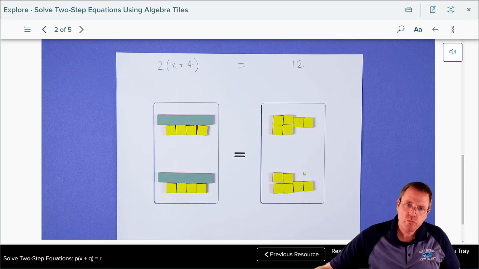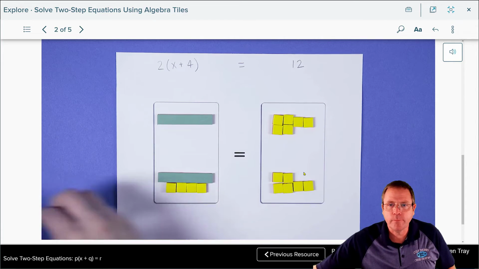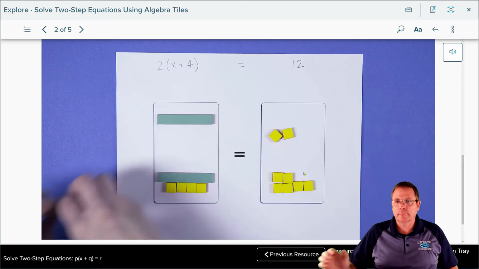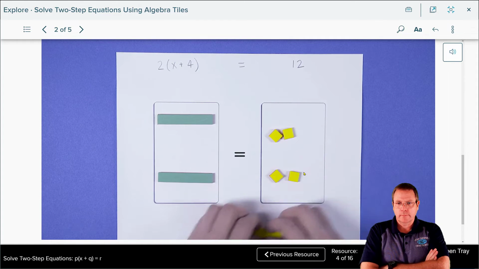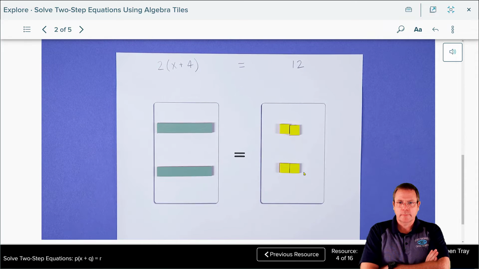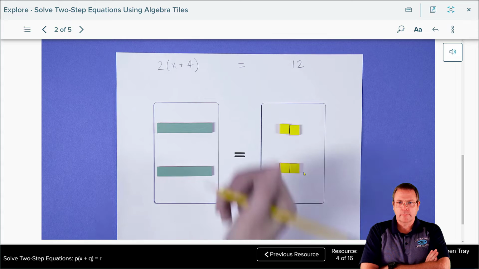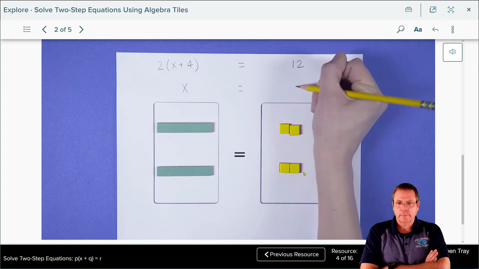You can solve for x in each group. In the first group, remove 4 1 tiles from each side of the mat. Perform the same steps with the second group. For each x tile, there are 2 1 tiles, so x equals 2.